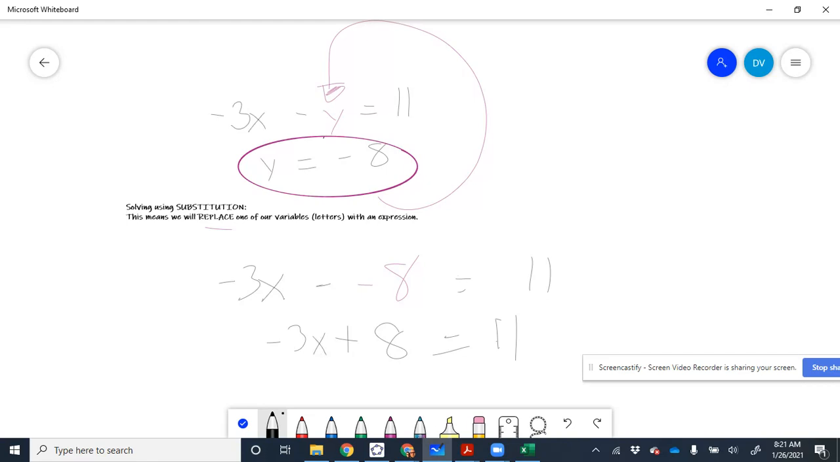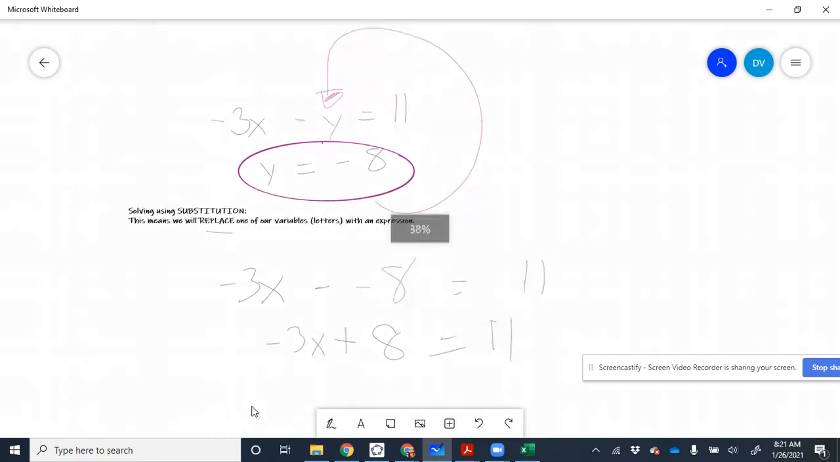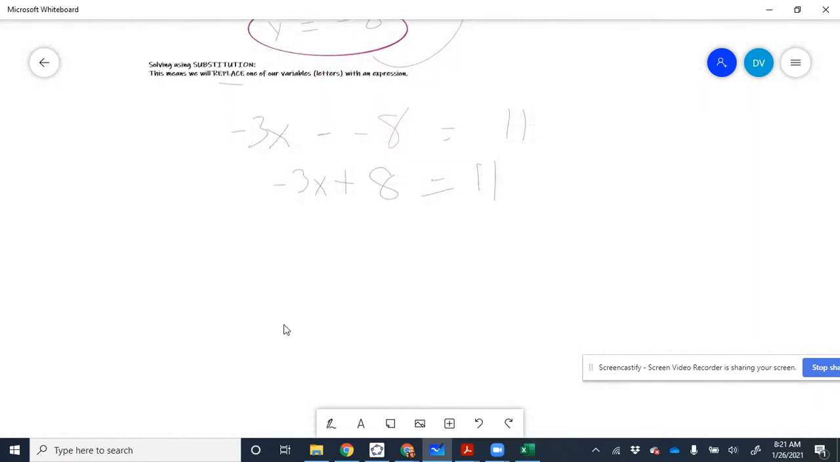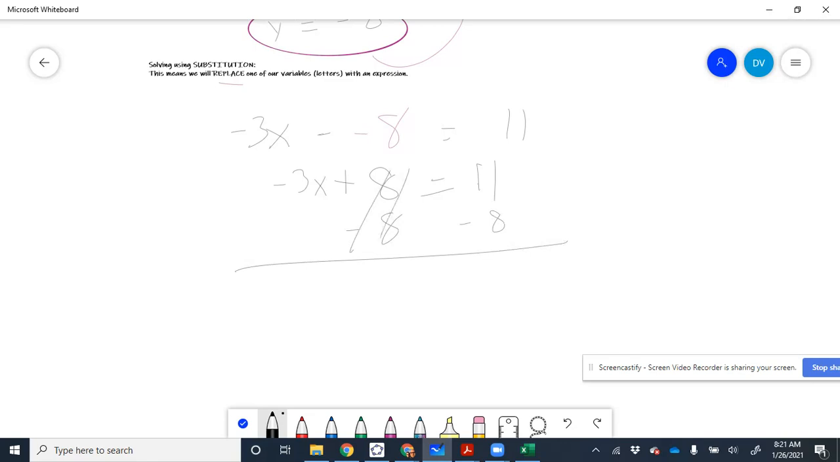Now we need to get the x by itself. Of course, they added 8, so we're going to subtract 8 from both sides. Then I'm going to have -3x, and 11 minus 8 is 3. And the last thing I want to do to find x is divide by -3. And so I'm going to get that x is equal to 3 divided by -3, which is negative 1. So my x value is negative 1.